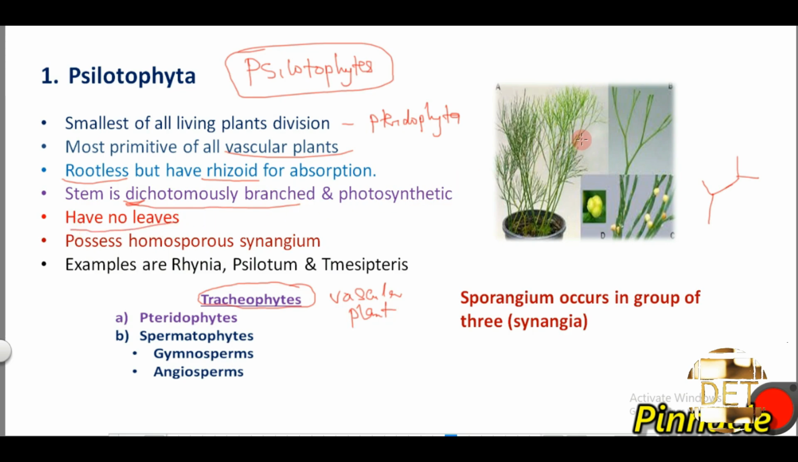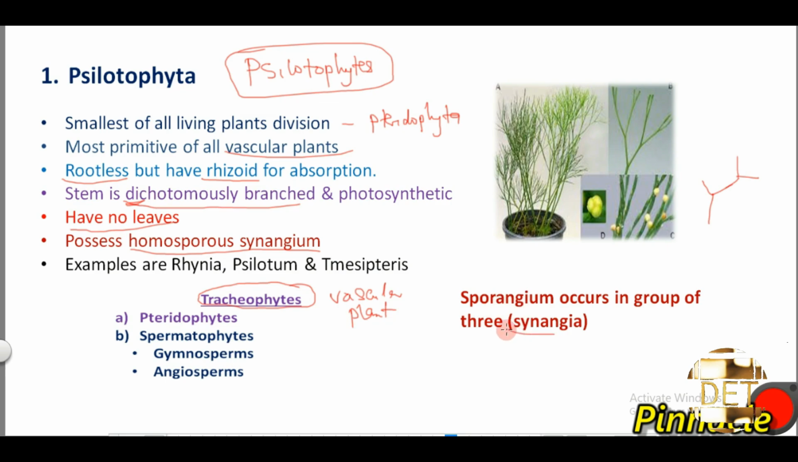Then coelentophytes have no leaves. Very important, and it is vividly shown here. They have no leaves. You can't see any leaf here. Then another important feature of the coelentophytes is that they possess homosporous synangium.